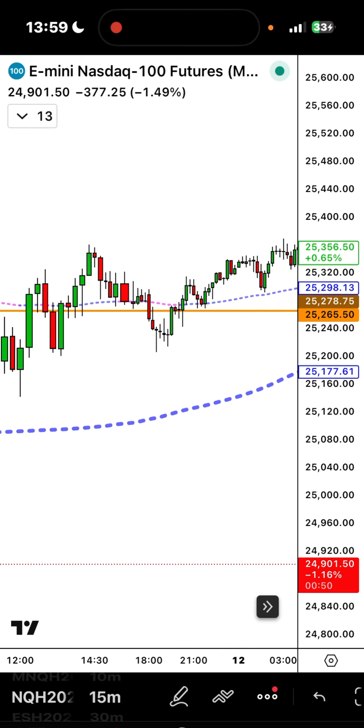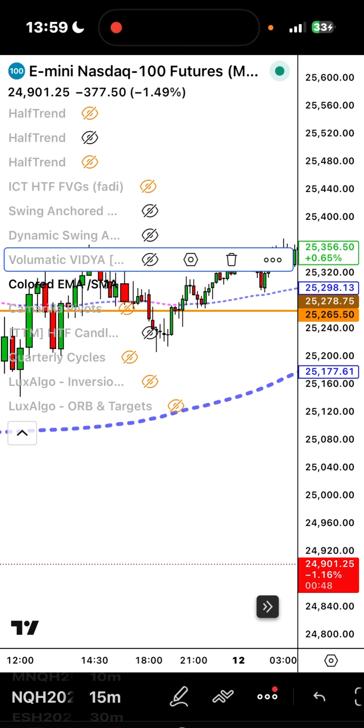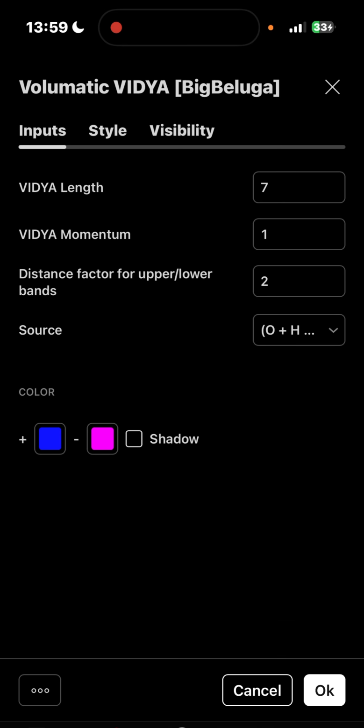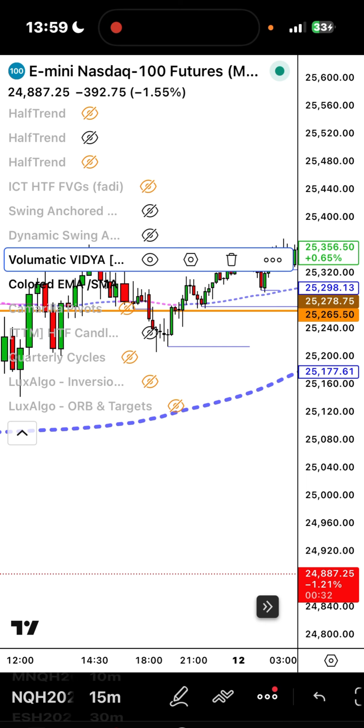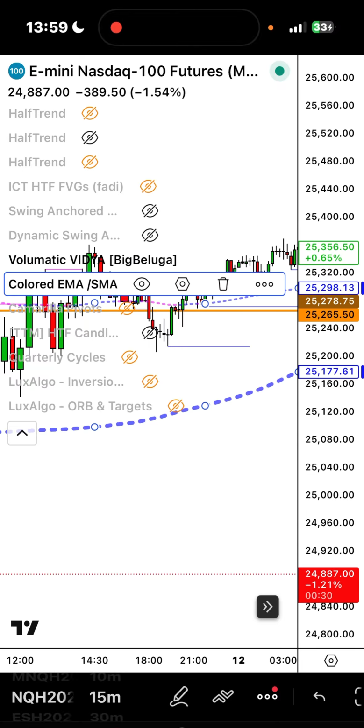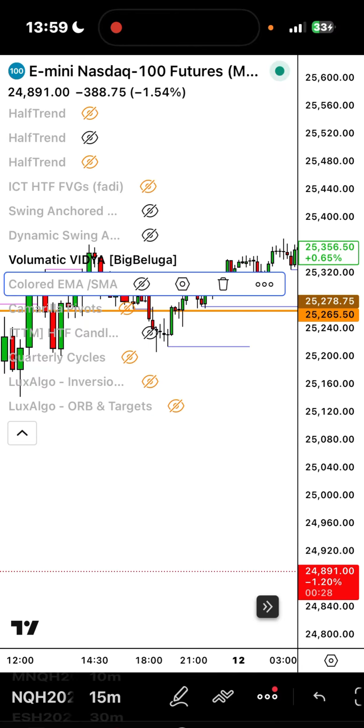Hii kazi yake tu ni kutuambia mali hii volumatic video. Kazi yake tu ni kutuambia mali watu wako on the higher time frames. Mali watu wamengoja. So you see, hii ndio settings. I don't want to go into it too much. The settings ni nini, momentum, length, distance. Hizo sitaki ku go into right now. Let me just tell you what it does. Let me remove this colored SMA as well.